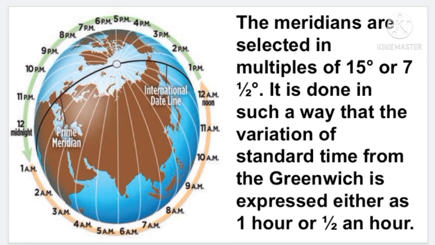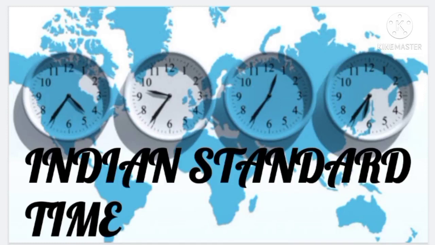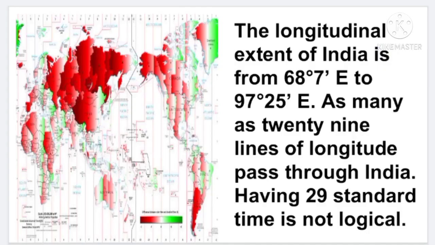Students, the standard time is a synchronization of clocks within geographical regions to a single time standard. The standard time in each time zone has to be defined as an offset from universal time. Now let's see the Indian standard time. The longitudinal extent of India is from 68 degree 7 minutes east to 97 degree 25 minutes east. As many as 29 lines of longitude pass through India. Having 29 standard times is not logical.